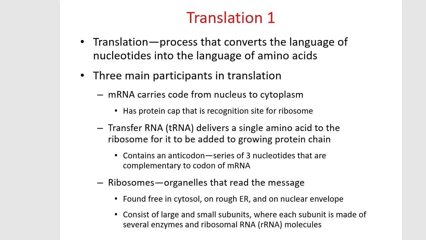It's transferring from one area to the protein chain. Once it gets to the protein chain, it's going to give it to the ribosomes. What the ribosomes do is they read the message. We talked about ribosomes before as one of the organelles, and they float freely in the cytosol. You also see them on the rough ER. You see them on the nuclear envelope. You see them in several different areas.